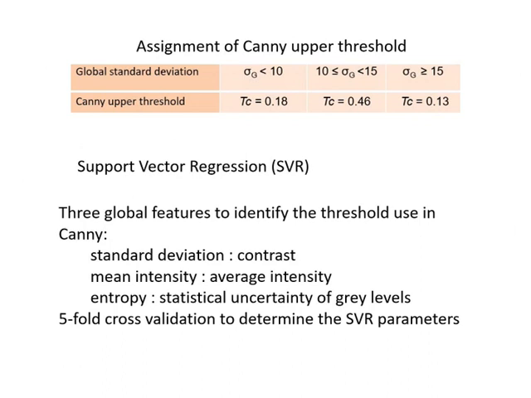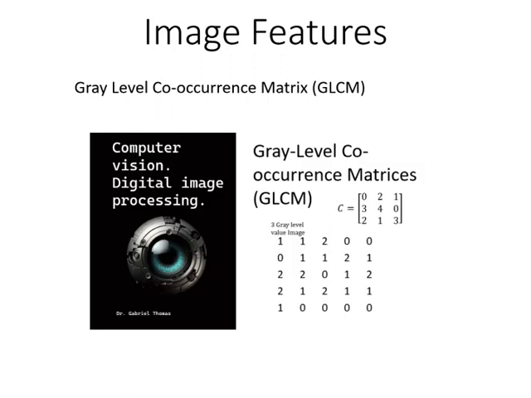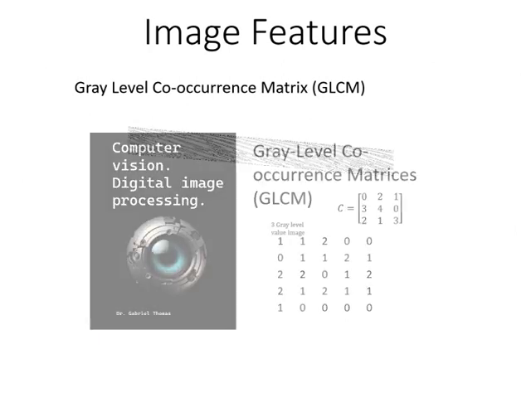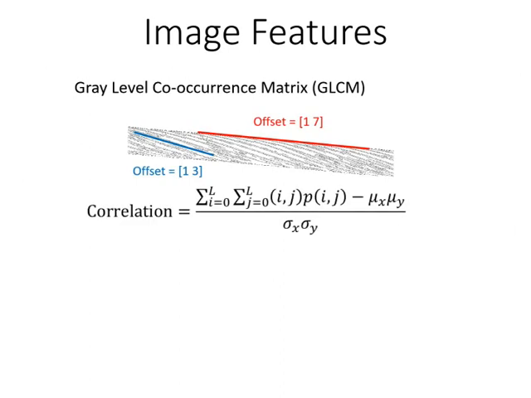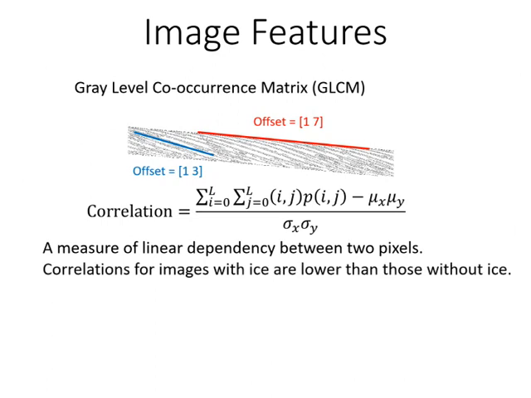the threshold automatically. At this point, we're just working with images that contain the edges, and it's time to extract some features from those images. We will be using the gray level co-occurrence matrix, or GLCM, and I will post a link to a video that explains the GLCM. In the co-occurrence matrix, we would like to detect lines such as the one in red and the one in blue corresponding to offsets of 1, 7 and 1, 3, and use metrics such as correlation, which is a measure of linear dependency between two pixels.